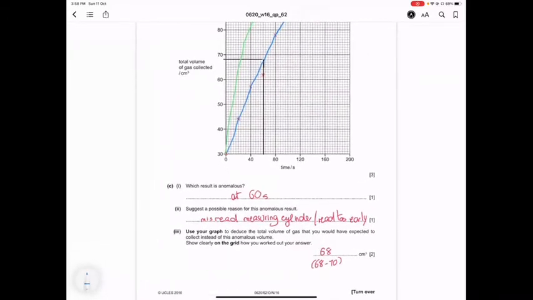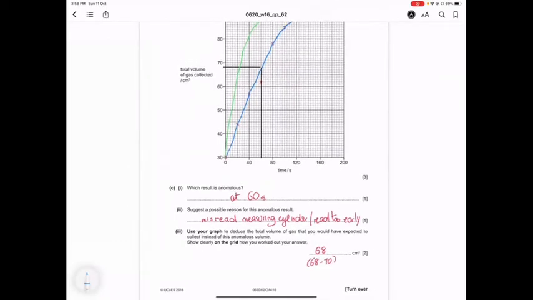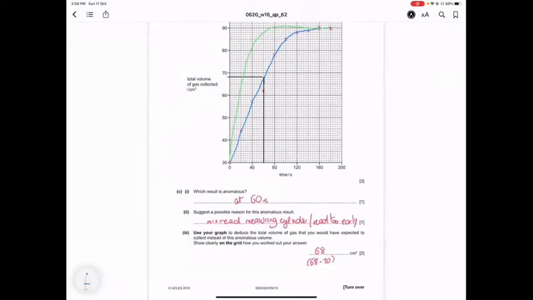Use your graph to deduce the total volume of gas that you would have expected to collect instead of this anomalous volume. In other words, he's asking what the supposed volume was at this timing. You will draw the 2 perpendicular lines that show how you got your answer, okay? You draw the line until you hit the curve and read the y-axis. It will be 68. Any answer from 68 to 70 is acceptable.